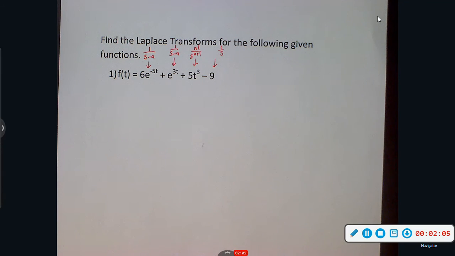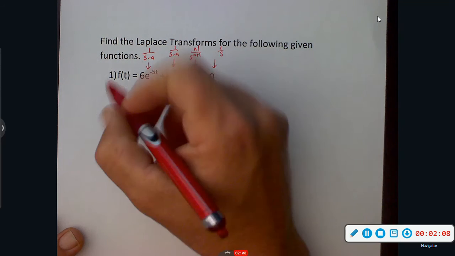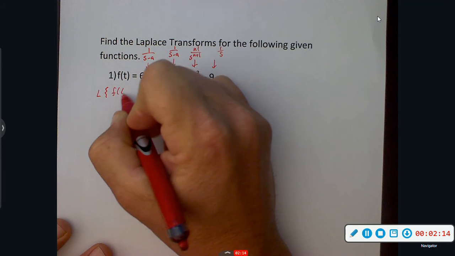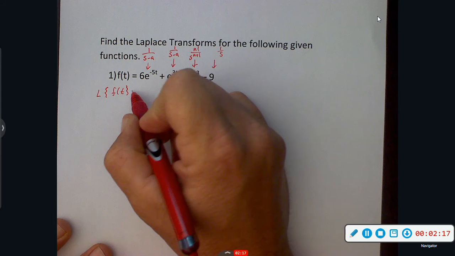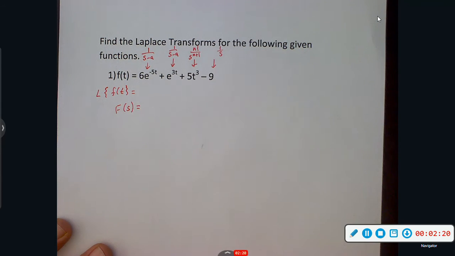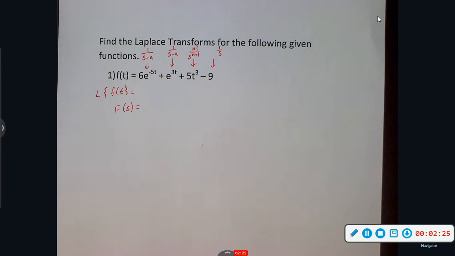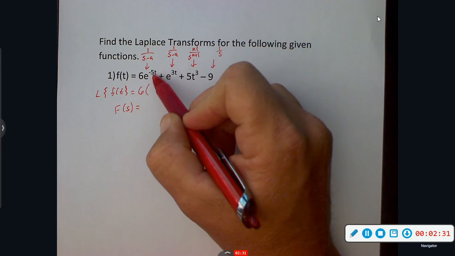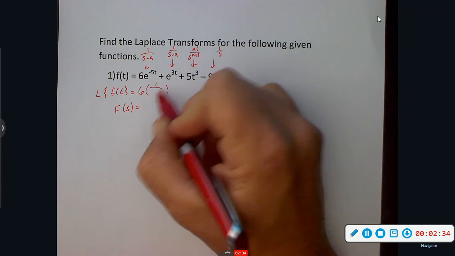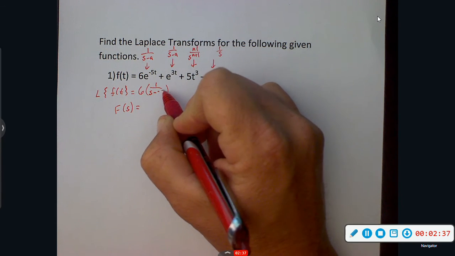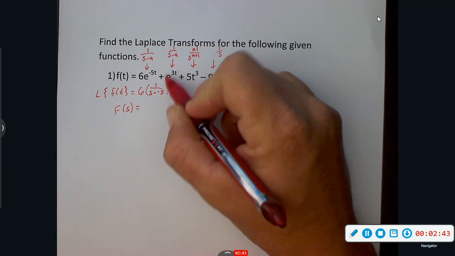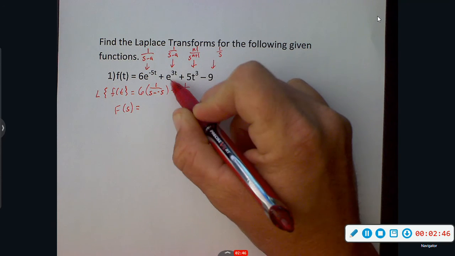Okay, so let's transform. What's the notation we should use? Well, you could say the Laplace transform of f of t. And later we'll just call this F of s, because we're going to use s as our variable. So these two can be used either way. So 6 is out in front. 1 over s minus a. A is negative 5. So 1 over s minus negative 5. Obviously, I'd write that as plus 5. Just trying to show you, we have a 1 as a coefficient. It's going to be 1 over s minus 3 for e to the 3t.